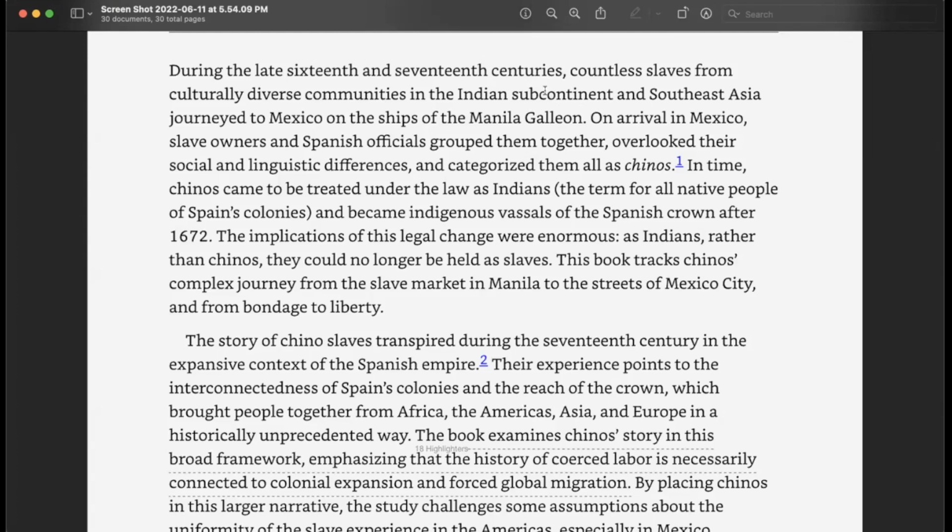What happened during that time? Countless slaves from culturally diverse communities in the Indian subcontinent and Southeast Asia, all right, not Africa, journeyed to Mexico on the ships of the Manila galleon. On arrival in Mexico, slave owners and Spanish officials grouped them together. They grouped all these people together from all these islands, all these different tribes, all these nations I just showed you from Southeast Asia. I'm going to show you a lot more, guys, of these different peoples that they grouped together, overlooked their social and linguistic differences, all right, and categorized them all as Chinos. They got categorized as Chinos.